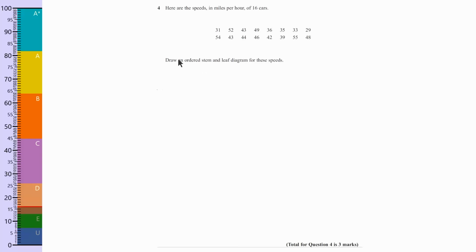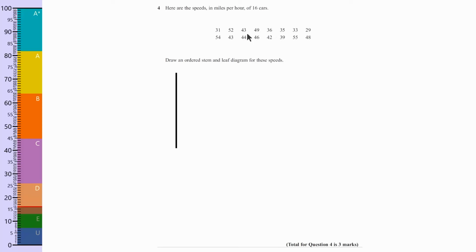Okay, so you need to draw an ordered stem leaf diagram for this question. The first thing I do with a stem leaf diagram is just draw a line straight down. The next thing I do is have a look at the actual numbers. Now in the GCSE you're unlikely to get too complicated numbers. So here we've got 30s, 40s, 50s.